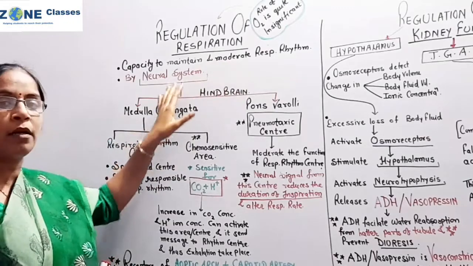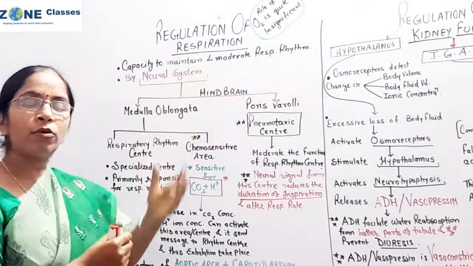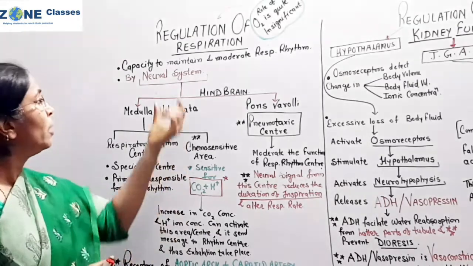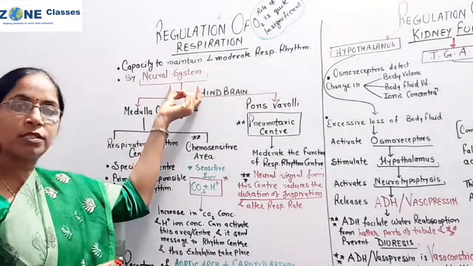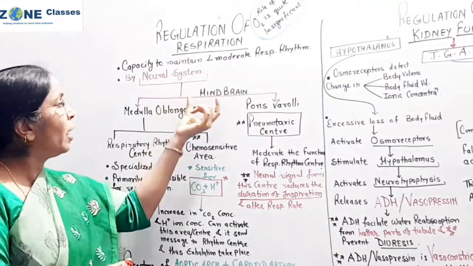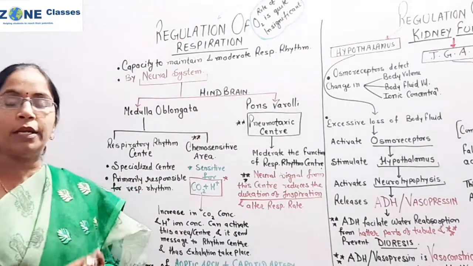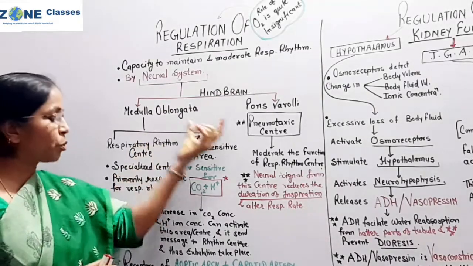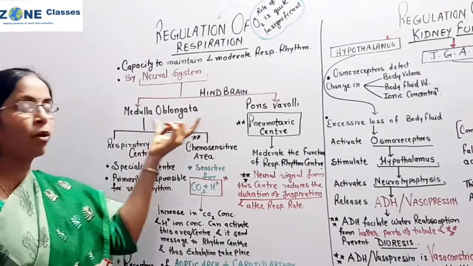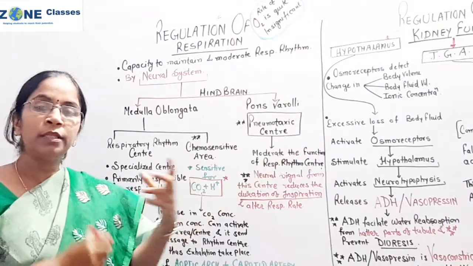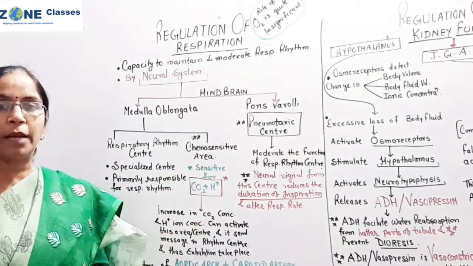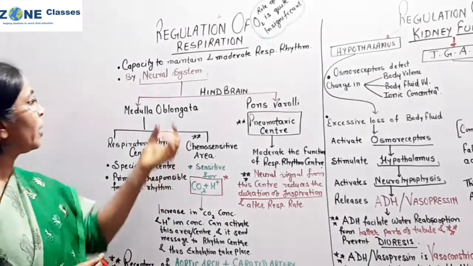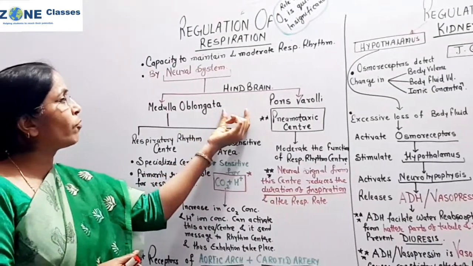Here you remember, in human beings, the regulation of the respiratory center or mechanism of respiration is under control of the nervous system or neural system, and in the neural system predominantly the hindbrain plays a significant role. As it is, go through these notes: the medulla oblongata and pons varolii. These are the two parts of the hindbrain which play a significant role in the regulation of respiration.